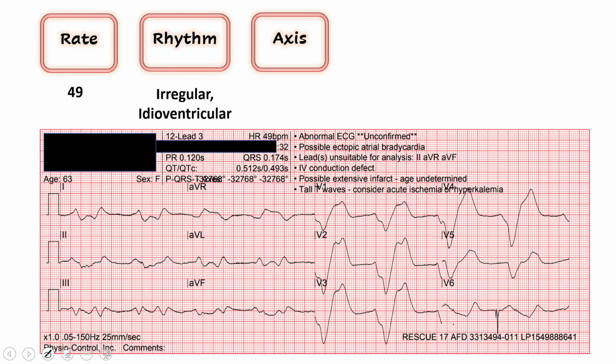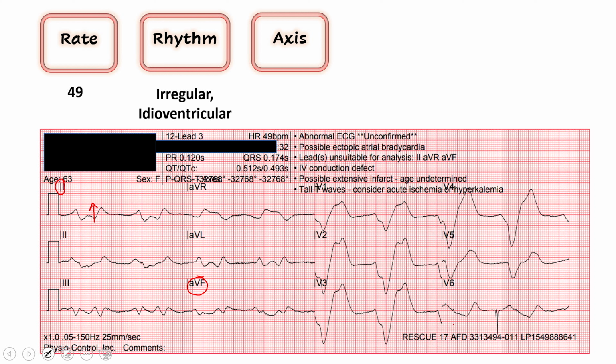Irregular idioventricular rate. Next, we move to our axis. Again, a little bit challenging because it's not like what we're typically looking at, but we can look at lead 1. We can look at AVF. I would say that the majority of the QRS vector in lead 1 is up. Remember, that's your left thumb. We have a left thumb up.